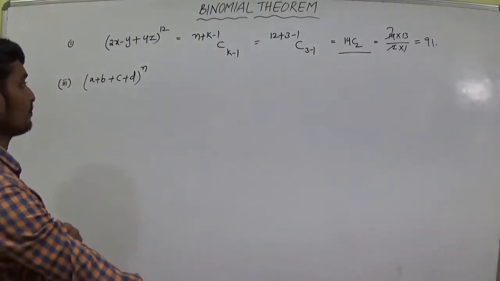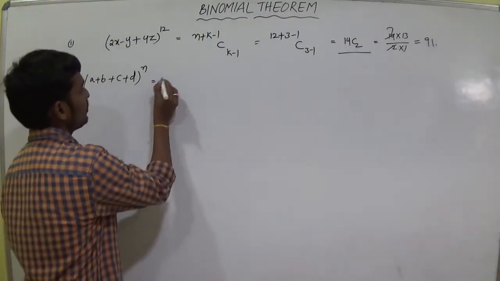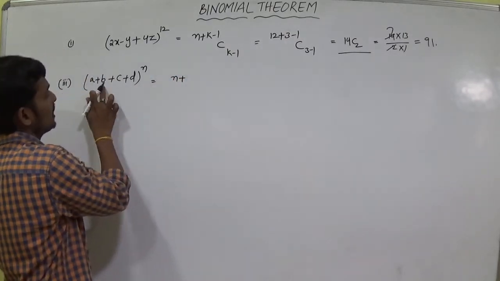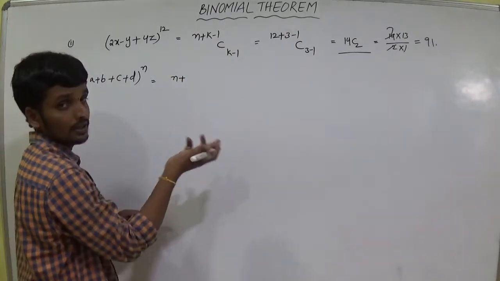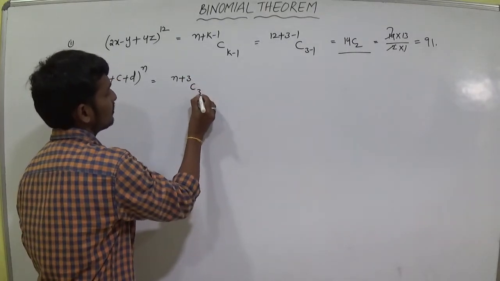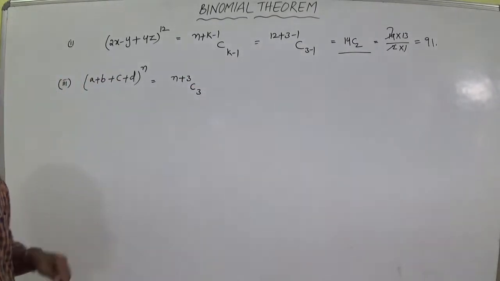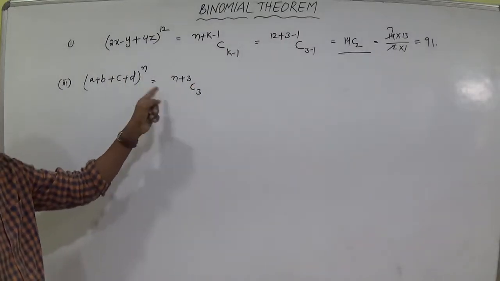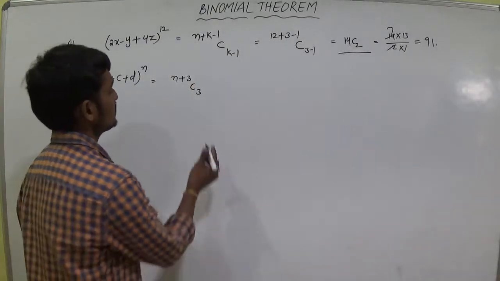Now we can do it. By using the formula, n is n, and k is 1, 2, 3, 4. 4 minus 1, 3. So n plus 3 C3. Is that right? n plus 3 C3. Why? Because k minus 1, k is 4, 4 minus 1 is 3. So n plus 3 C3.